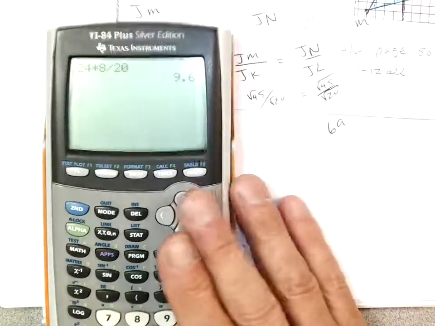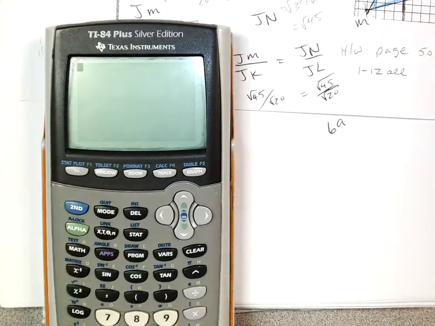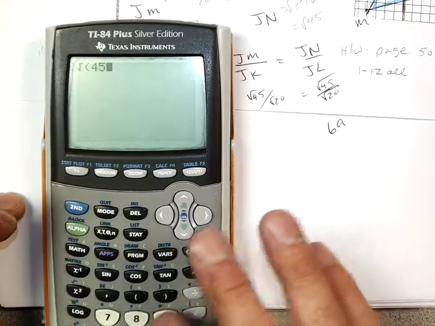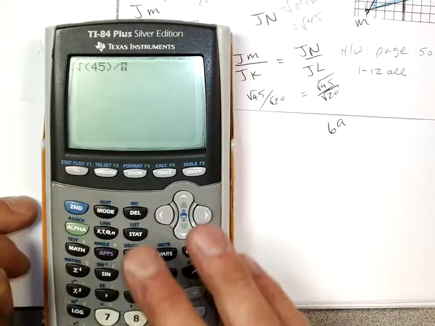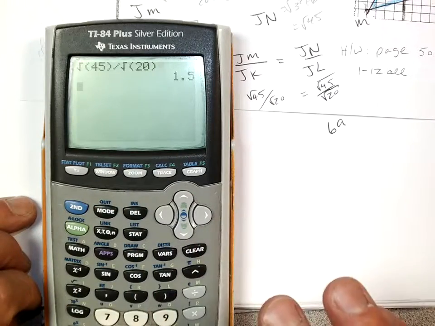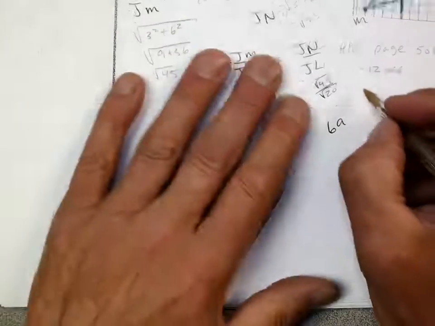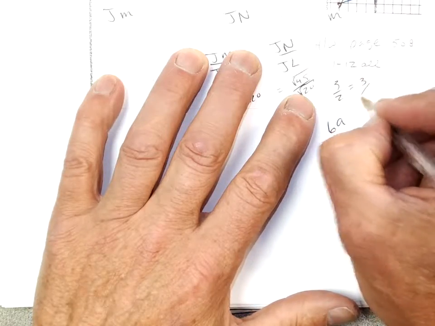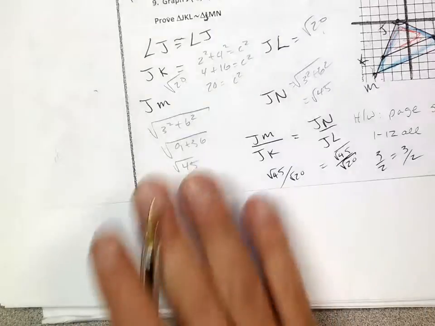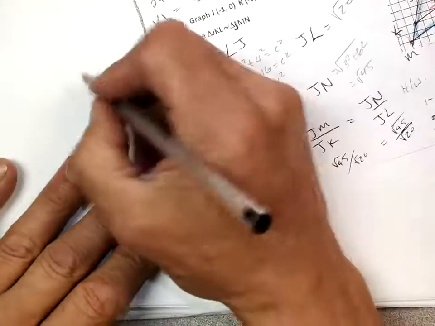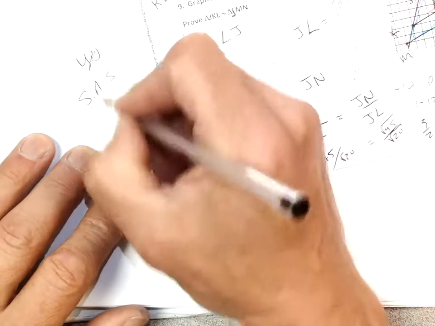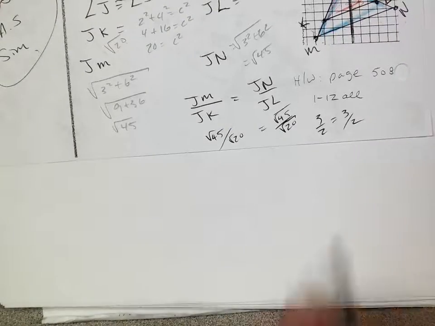All right, so clear. What is the square root of 45 divided by the square root of 20? Like 1.5. Hey, same ratio as last time, right? So they've got to be equal. So the ratio is 3 over 2. 3 over 2 equals 3 over 2. So what am I going to say? They're similar by what? Side angle side similarity. Yeah, because we proved it. And the ratio is 3 over 2, right?